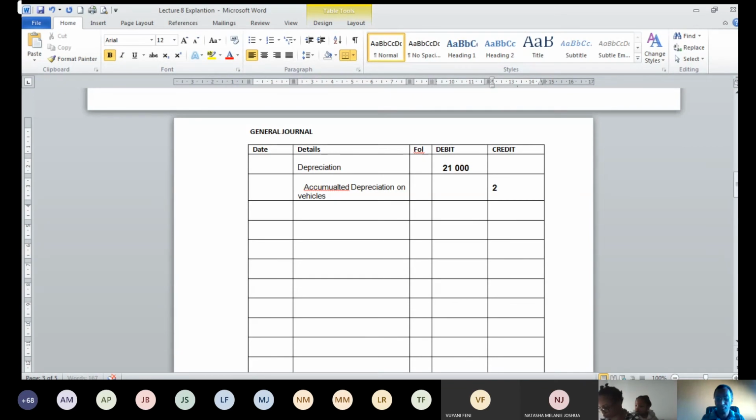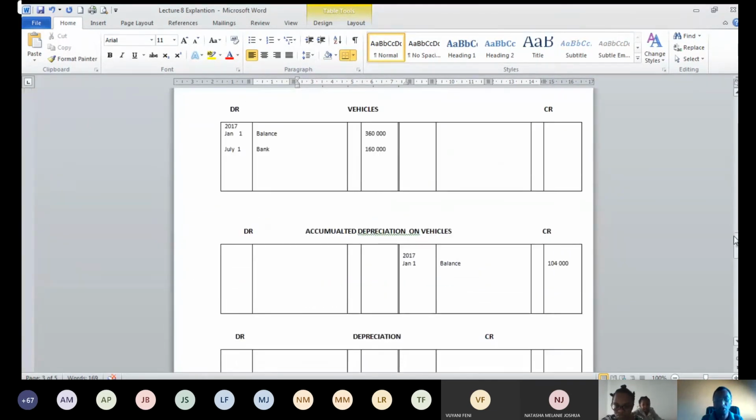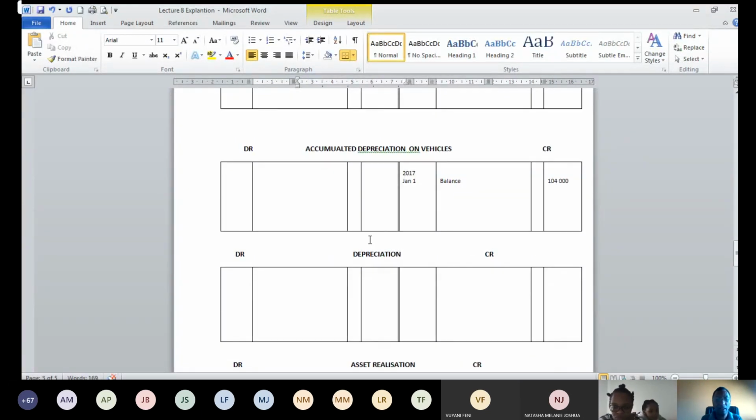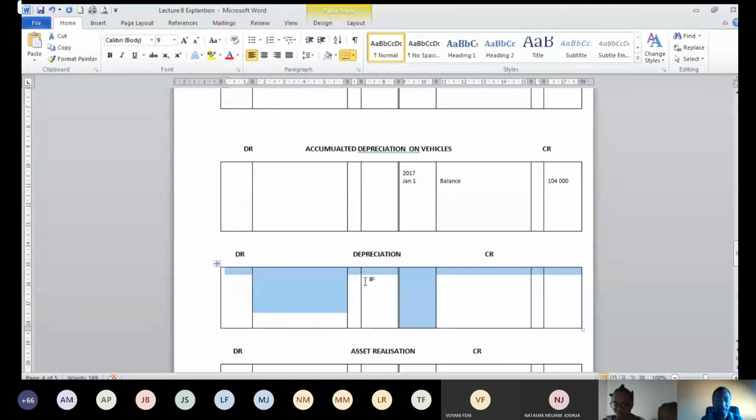Debit depreciation and you credit your accumulated depreciation. Right, guys, that is your journal entry. I'm going to take that journal entry now and show you how we will record that in your ledger. So go to your ledger account. In your ledger account, you do exactly what you have done in your journals. You will debit your depreciation account.